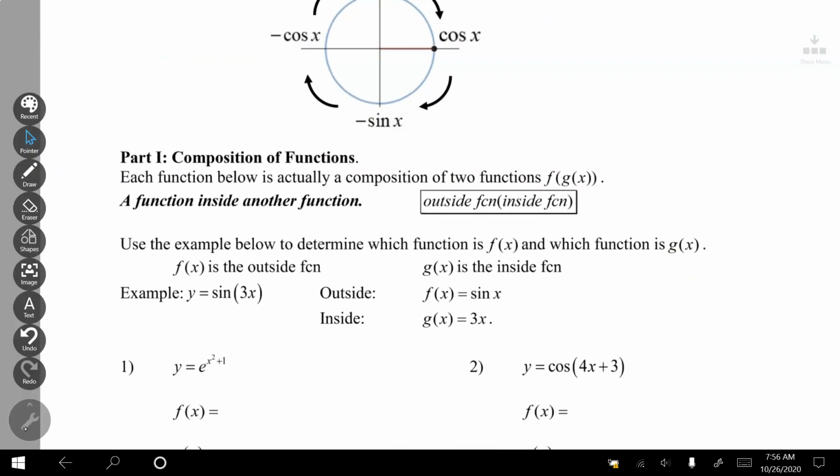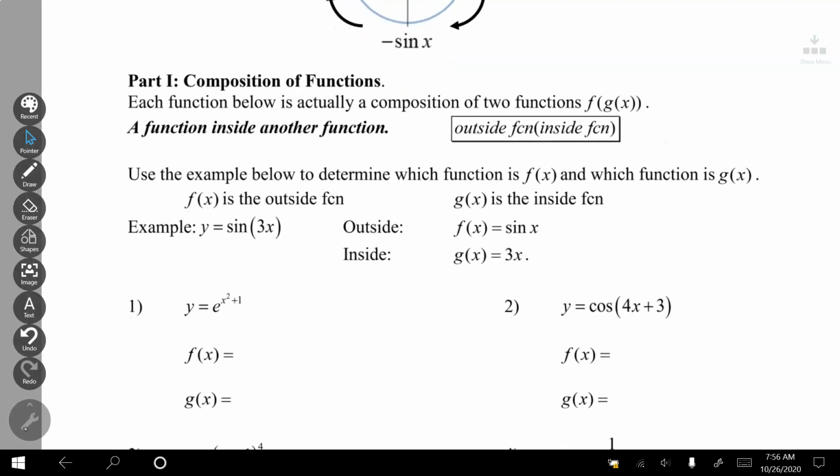So the idea of chain rule is going back to when we did compositions of functions. Okay. So a composition of functions is when we have a function inside of a function. So we have something like this, where f is the outside function and g is the inner function. So let's talk about how we can make things up.